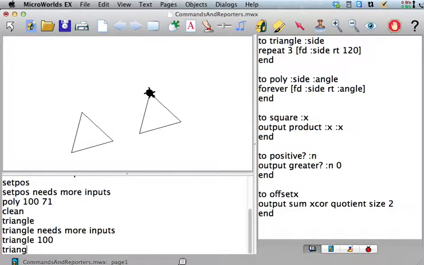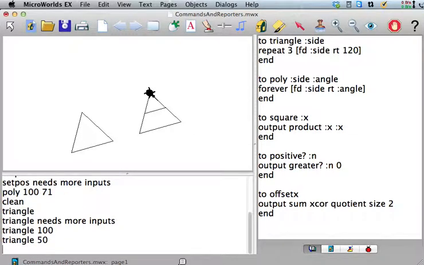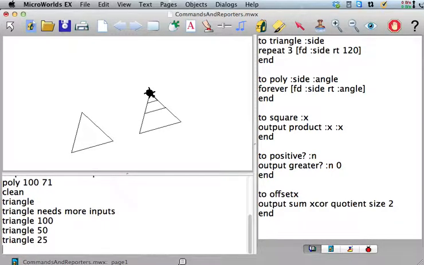If I say triangle 50, it makes a smaller triangle. Or if I say triangle 25, it makes a smaller one. It's harder to see if I'm doing it like that. But see, that's the 25. That's the 50. Okay, so you can change the size of it. That's kind of cool, right?